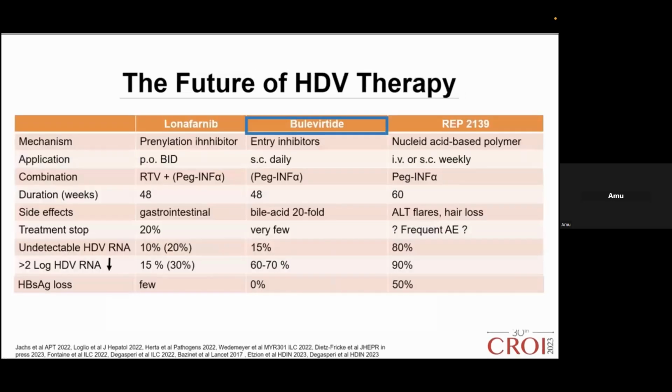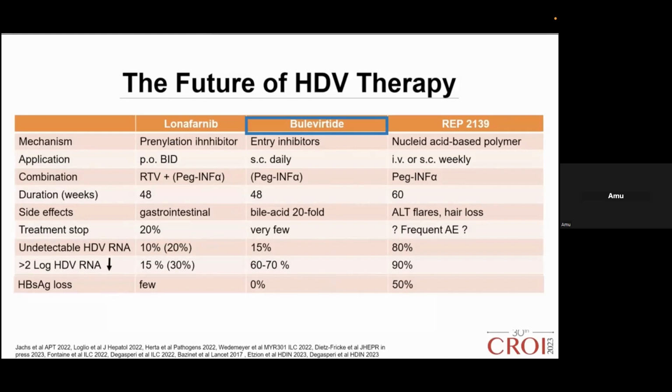Bulevirtide is administered subcutaneously on a daily basis and has been studied in combination with pegylated interferon alpha and tenofovir, as well as monotherapy. Most patients had transient reductions in viremia with bulevirtide treatment, but the vast majority experienced virologic relapse after stopping it. And 0% notably had a loss of hepatitis B surface antigen.